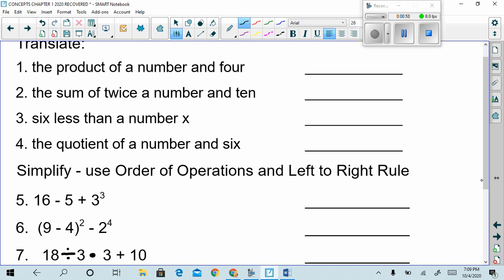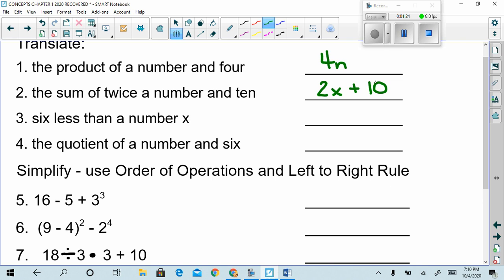Time to check. The product of a number and 4, product meaning multiply, will give me 4n, 4x, whatever your variable is. The sum of twice a number and 10, twice a number, and the sum of that and 10, twice a number and 10.